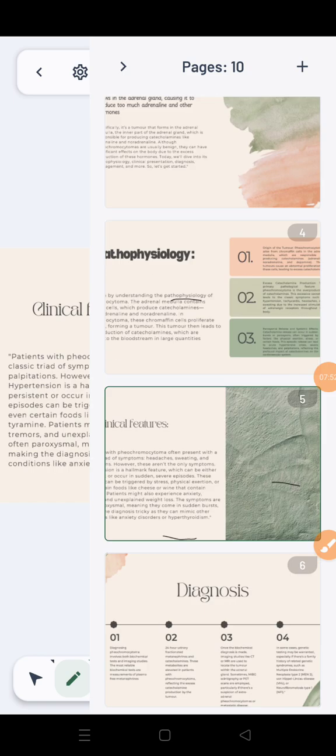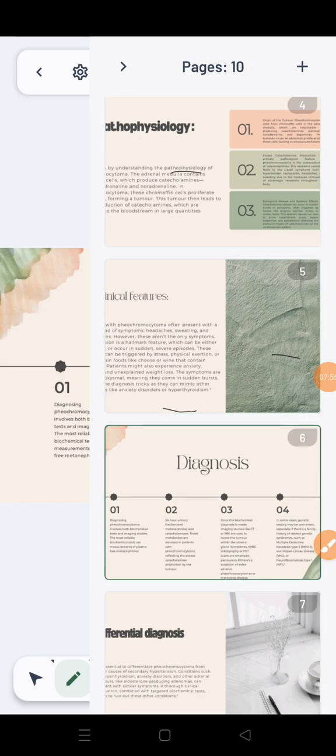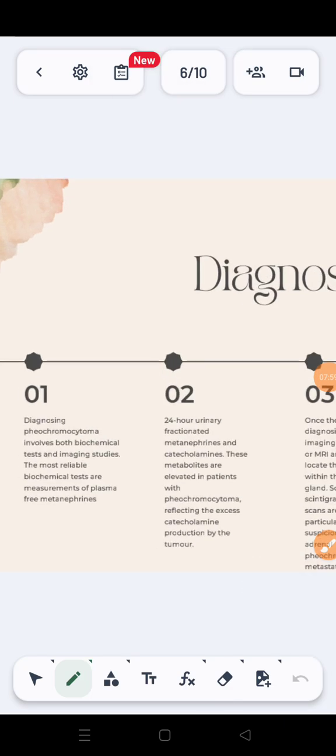So we know pheochromocytoma causes anxiety and hyperthyroidism like features, but the mechanism is different as we already discussed. So now we will discuss the diagnosis. Diagnosing pheochromocytoma involves both biochemical tests and imaging studies. So two things: biochemical tests and imaging studies.